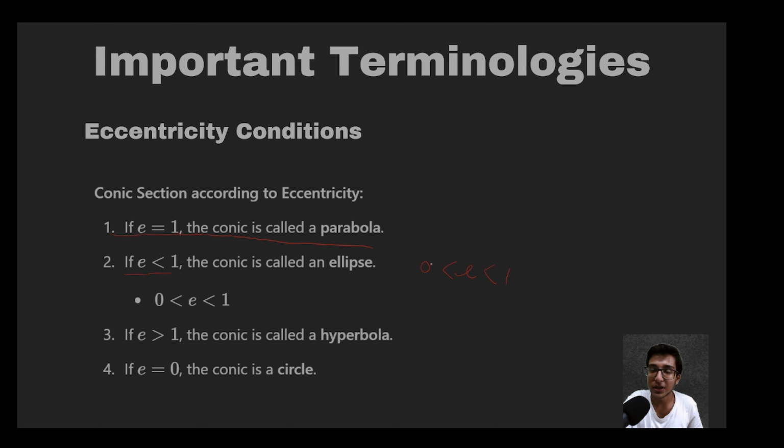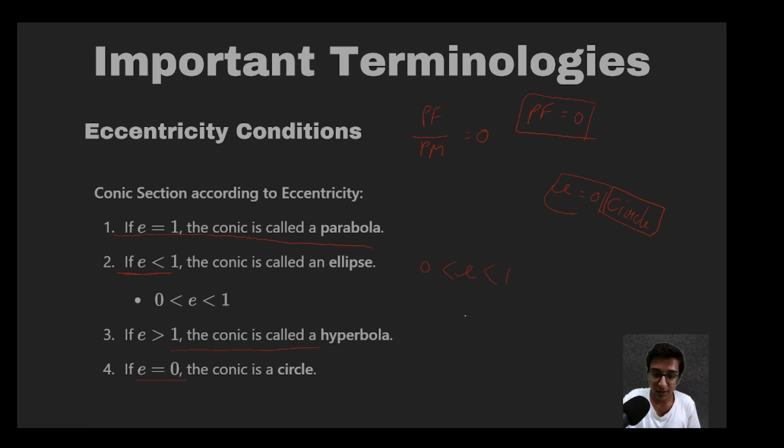And E cannot be equal to 0 as well. If E becomes equal to 0, that means it is a circle. So I hope you can understand that PF by PM is equal to 0. That means PF is equal to 0. That means the distance between any point on the conic up to the focus is 0. That means there is no focus at all. So that is why it is a circle. And we have studied that in a circle there are no directrices, no focuses. So if E is less than 1, it is called an ellipse. E greater than 1, it is called a hyperbola. And E equal to 0, we call it a circle.